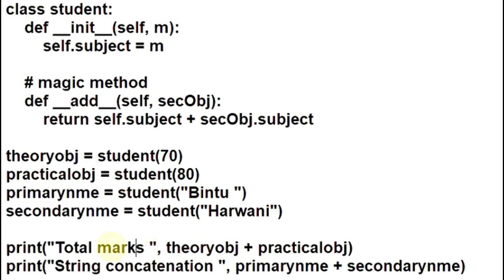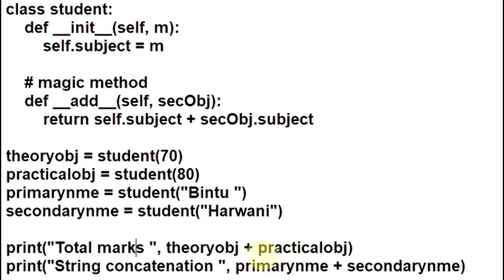Here we are overloading. On the screen you get a text, total marks, then you are adding two objects. Usually the task of the plus operator is to add integers, floats, right? But when you ask the plus operator to add strings or to add objects, you are overloading its work. You are overburdening it. It's not its usual work to add objects, right? So whenever you ask any operator to do some extra work, we call it overloading, right?